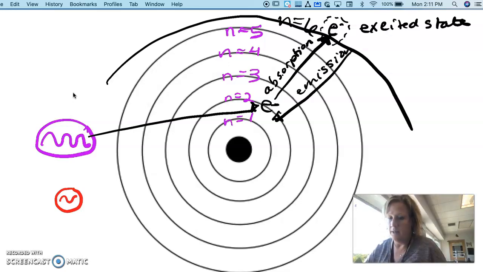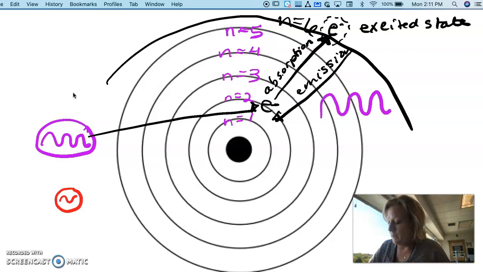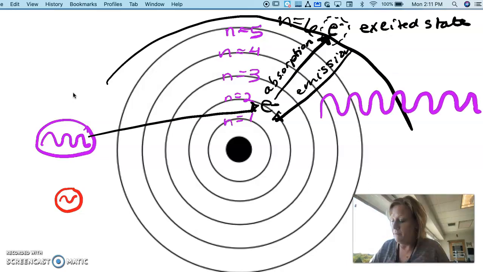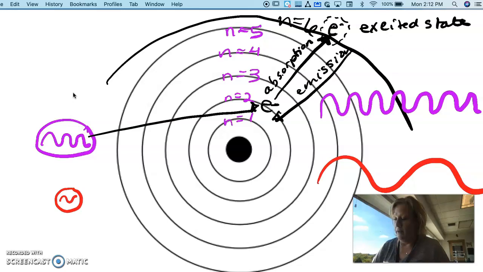It'll release that energy. And when it releases the energy, it's going to give us sometimes a color we can see. So the violet would be like a high frequency, small wavelength wave, compared to if you were to draw the red wave energy being given off. And then blue would be somewhere in between.